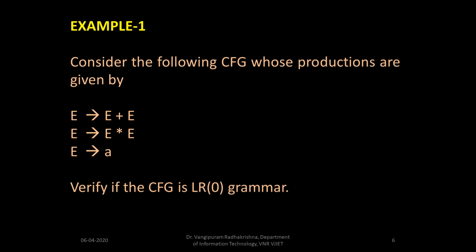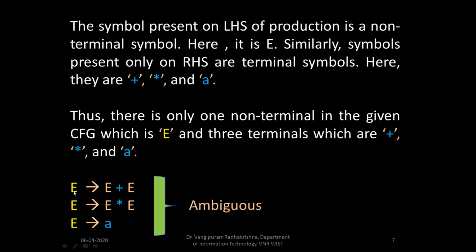Now we can see that symbol E is present on the LHS part of the production, and this symbol happens to be a non-terminal symbol. Also, the symbol E present on the left-hand side of the first production appears twice on the RHS part of the same production. Similarly, when we look at the second production, E dash E star E, the symbol E present on the left-hand side of the grammar production appears twice on the RHS part of the same grammar production.